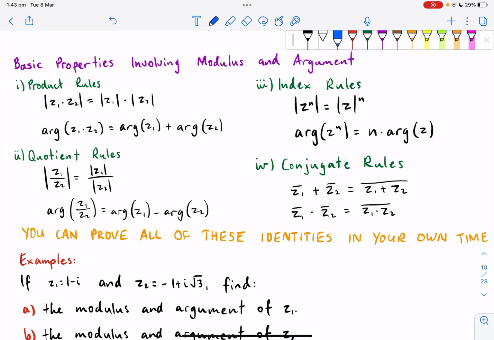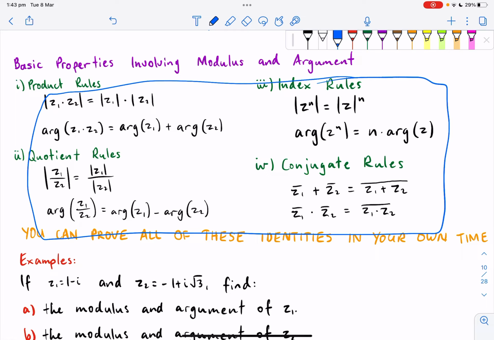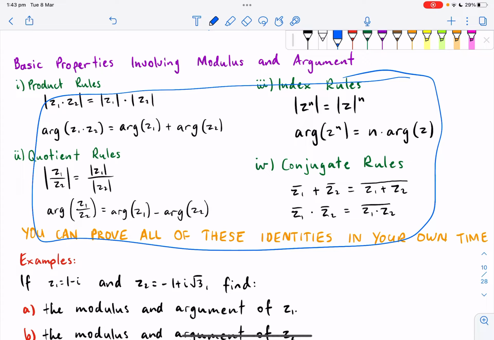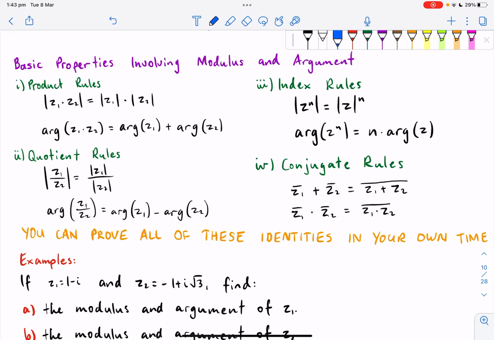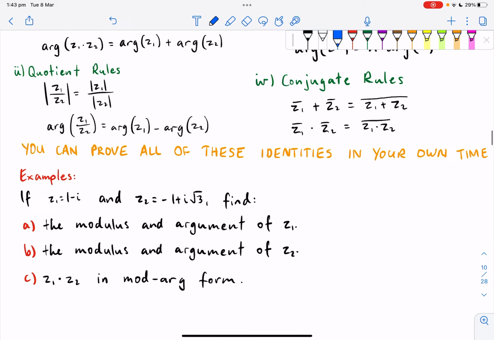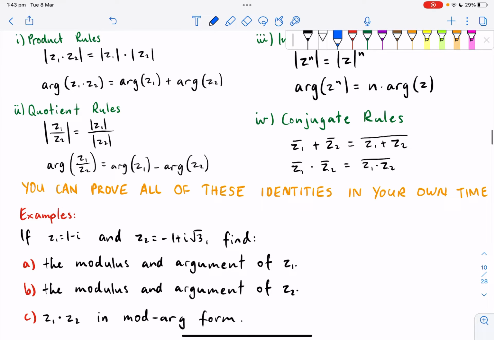Now, all of these identities can be proved, and you can prove them in your own time, and it is highly recommended that you carry out all of these proofs as an exercise in your own time. Just let z equal x plus iy or r cis theta, depending on the type of question. And I guarantee you can prove every single one of these identities. All right, so now let's start looking at examples and utilize these results.